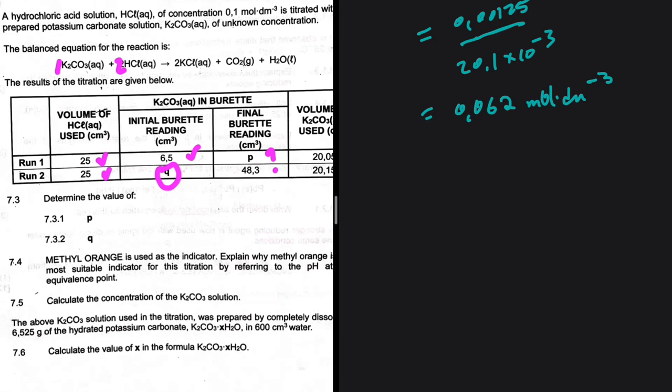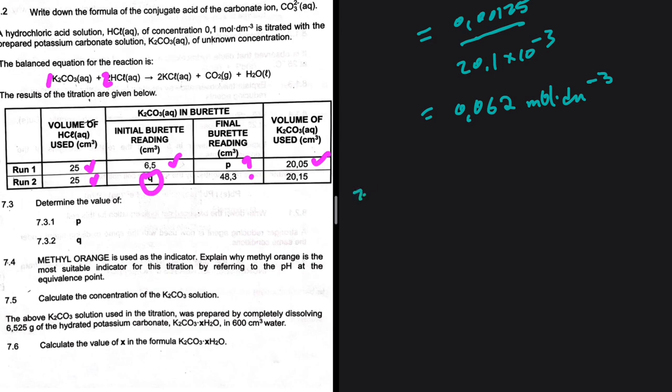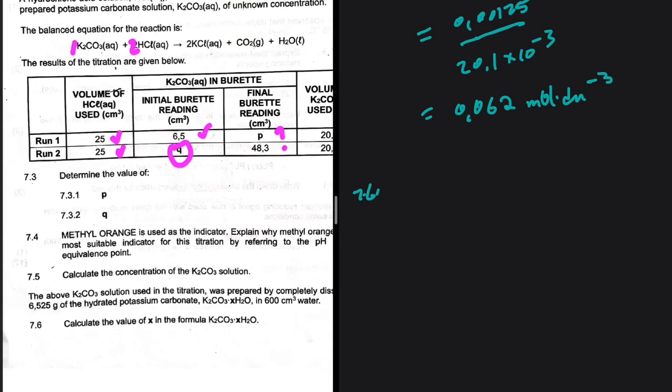So if you want to watch me do question 8, 9, and 1, hope that we get a whole number, because if we don't get a whole number for the value of x, I'm not gonna think that the question is wrong. I'm gonna think that I am wrong, and we're gonna call it quits. So let's see. The above K2CO3 solution used in the titration was prepared by completely dissolving a mass of the hydrated potassium carbonate, 6.525 grams, in 600 centimeter cube of water. And then the question says calculate the value of x in the formula.